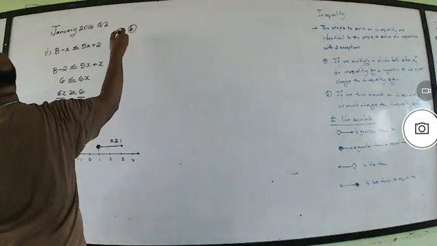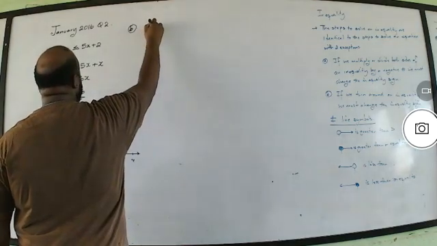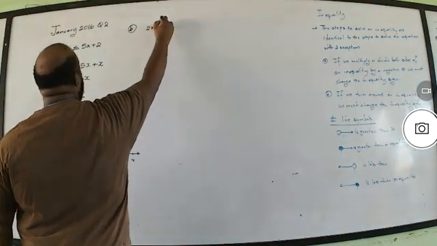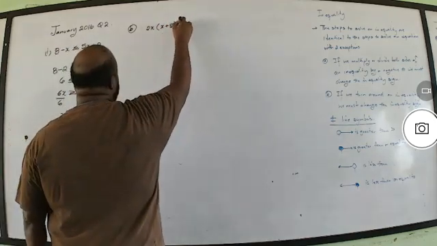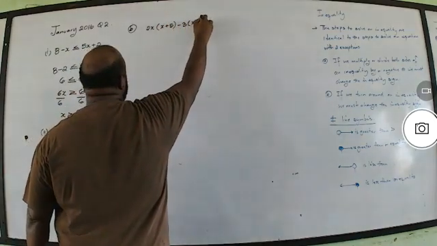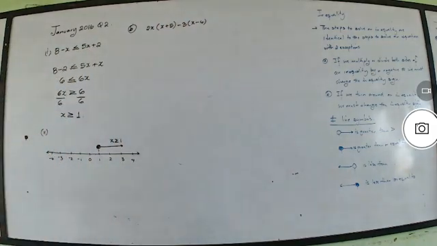Next, B says we're to expand and simplify 2x(x plus 5) minus 3(x minus 4). This is simple. I'm going to remove the brackets by applying the distributive law. Distributive law says whatever is in the bracket is multiplied by what is immediately outside of the bracket.